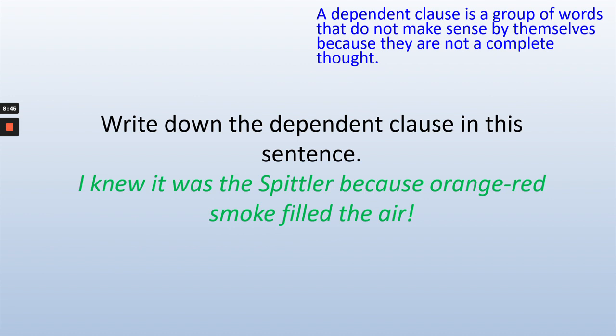Write down the dependent clause in this sentence. I knew it was the spittler because orange-red smoke filled the air. Can you find the dependent clause that doesn't make sense by itself? Press pause while you write down the dependent clause in this sentence and press play when you're ready to check.